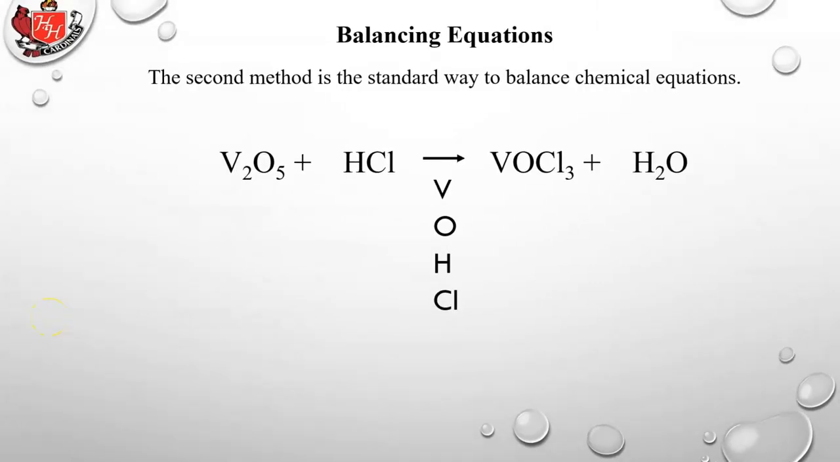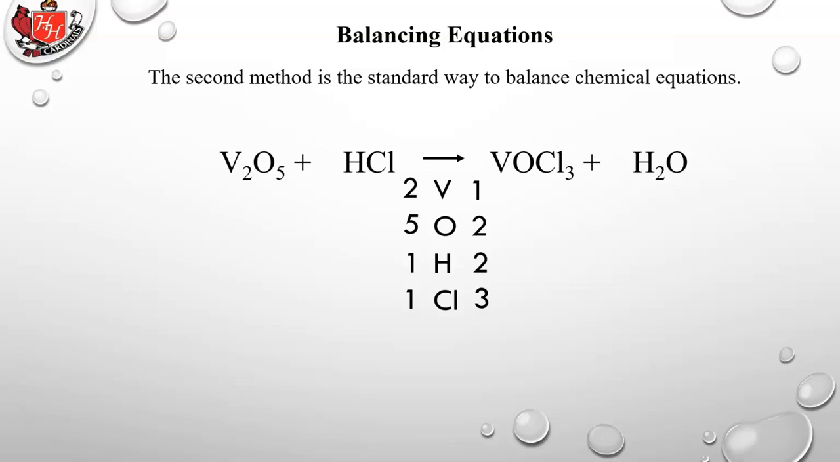Okay, now we're going to use a different method that doesn't take quite as much space as the box method. Eventually, you kind of want to get to using this standard method. So you're simply counting atoms on each side. On the left, you have 2 V's, and on the right, you have 1 V. On the left, you have 5 O, and on the right, you have 1 in the VOCl3 and another in the water, so that's 2 O total. On the left, you have 1 H. On the right, you have 2 H's, and on the left, you have 1 Cl, and on the right, you have 3 Cl. So we're going to go ahead and start balancing the V first.